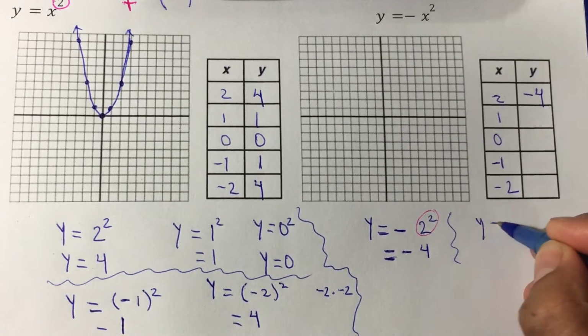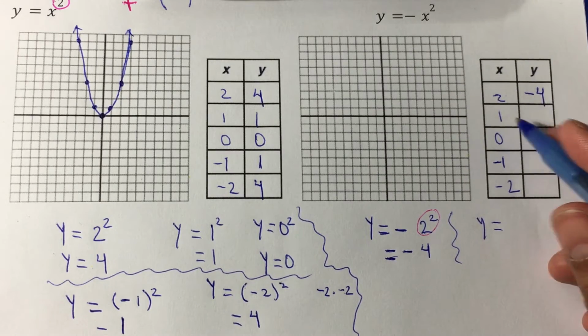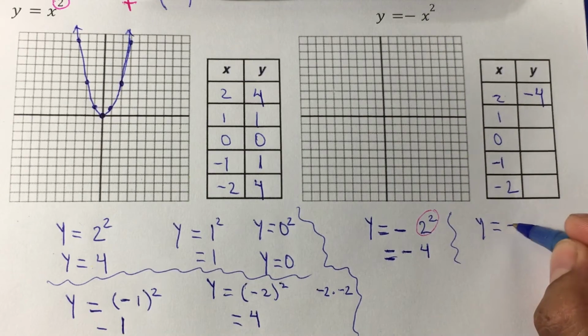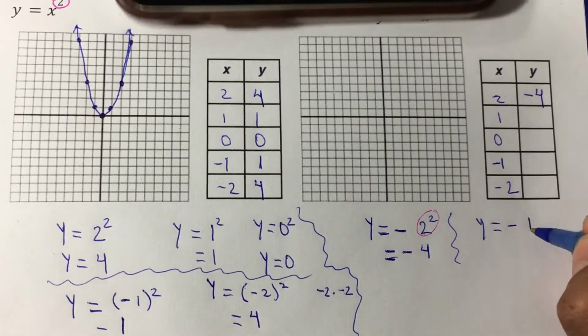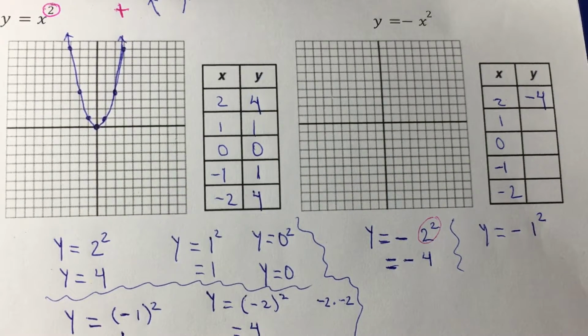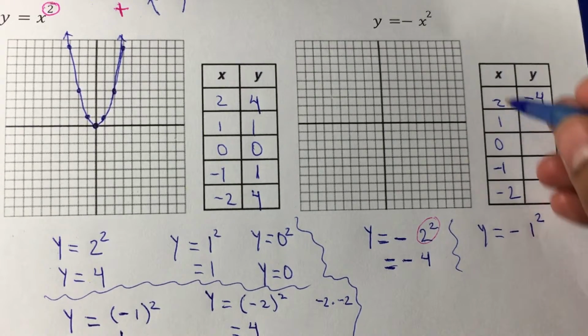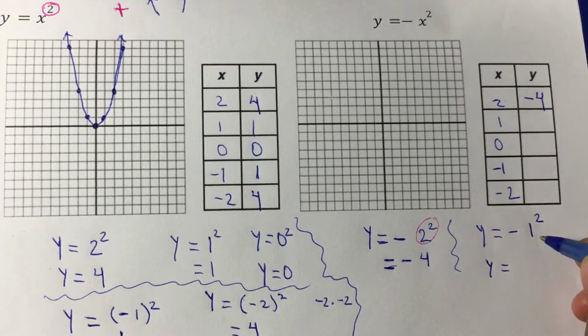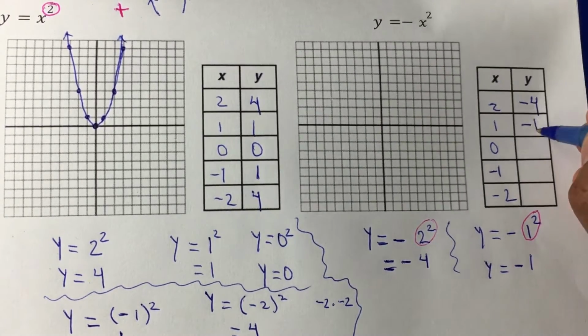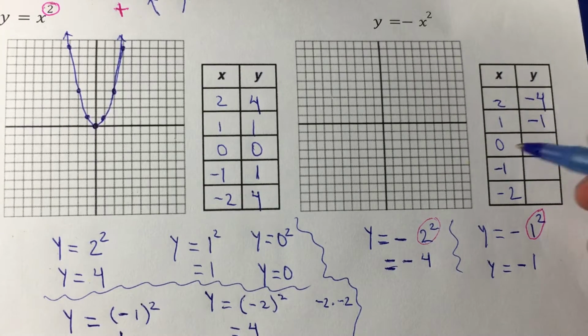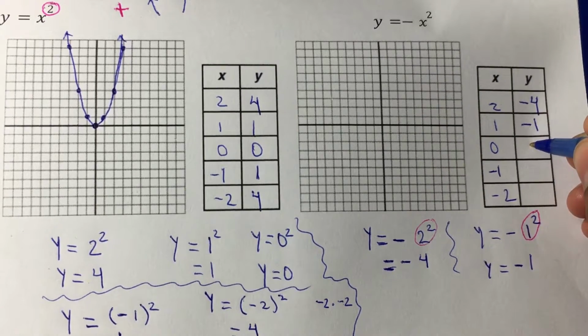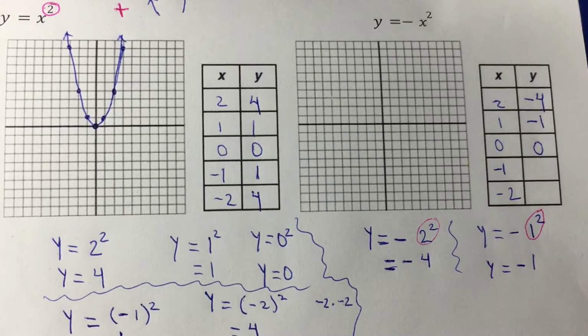For the next one, y is equal to negative from the equation, x is 1 squared. Okay, negative from the equation, and the value of x is 1 squared. So y is equal to, again, bring down this negative first, and you're only raising 1 to the second power, which means 1, and so that's negative 1. For 0, 0, negative 0 squared is just negative 0, but we don't have a negative or positive 0. 0 is just neutral. It's always in the middle.